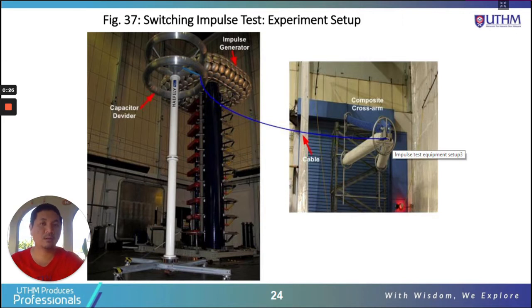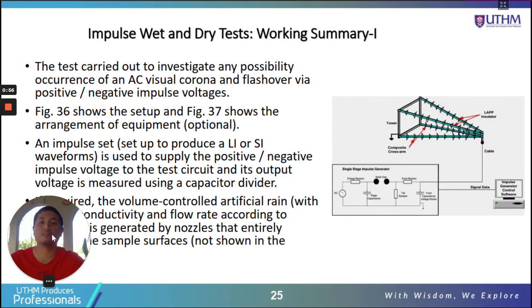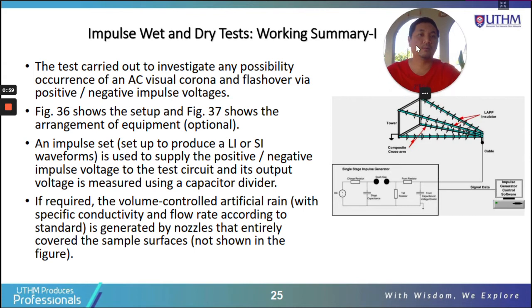side of the conductor. So the difference is, in this case, instead of supplying the test object or the test sample with HVAC, we supply it with impulse, high voltage impulse, right? So you can see here we are not using the HV resonant transformer, we are using the impulse generator, right? Instead of the HV resonant transformer, we use the impulse generator.